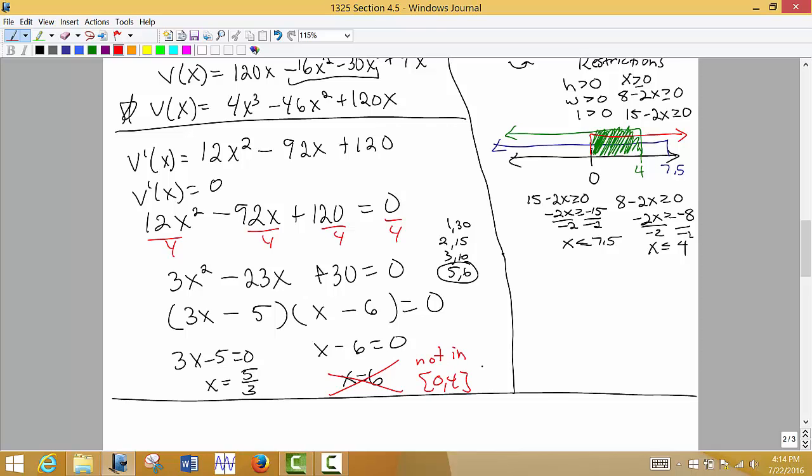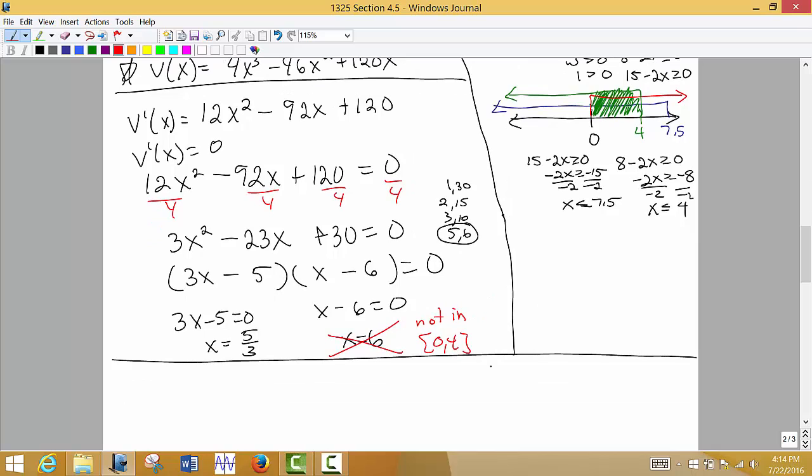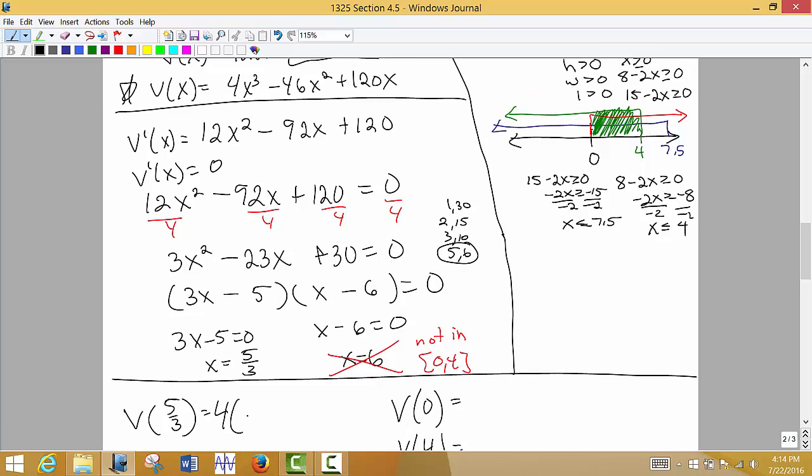It's not in the interval that we were asked to look at, so we're not going to test that. So we're going to test 5/3. We can test 0, and we can test 4. So we can test the boundary points and also the 5/3 point given in the problem there.